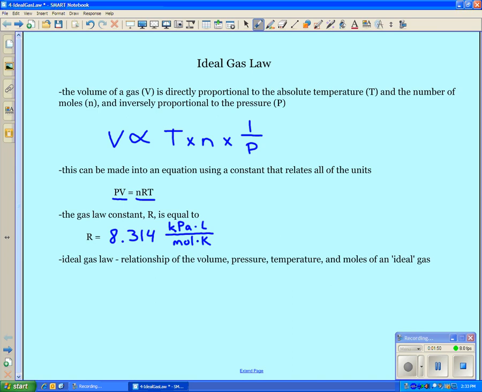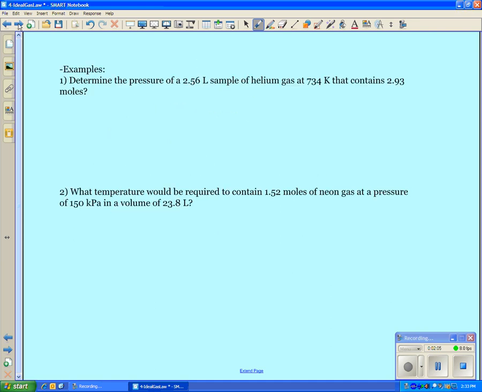So the ideal gas law is just the relationship of volume, pressure, temperature, and moles of an ideal gas. And ideal is in quotations here because there really is no such thing as an ideal gas. We're going to look at that in the next lesson as well. Right now, let's just worry about calculations using that equation and R, that ideal gas law constant.